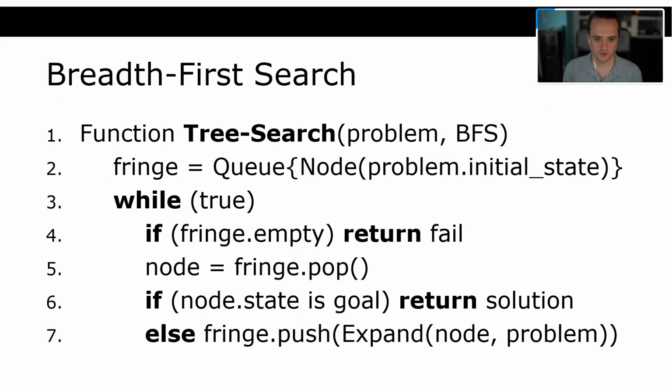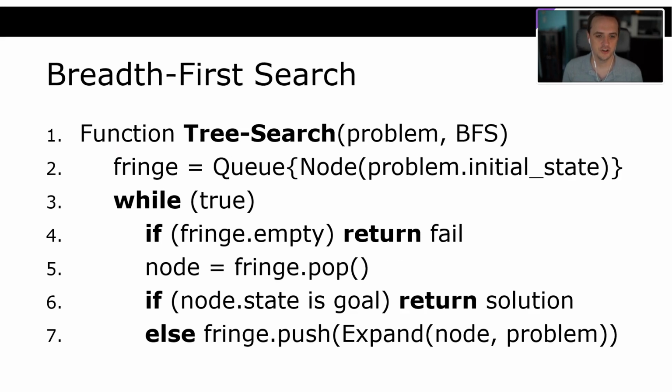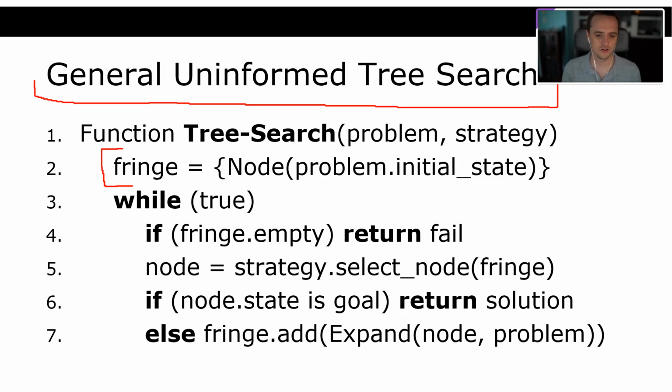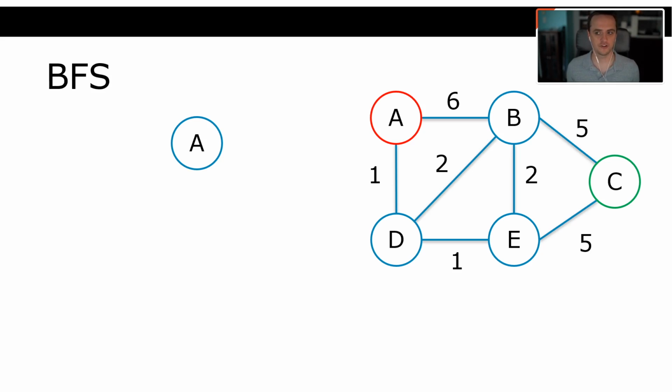So just look at the difference between these two algorithms. Breadth-first search uses a queue, and if you don't know what a queue is, hopefully you do, you've taken that course. A queue is first in, first out, and I'll show an example of this. Then all we have to do is pop a node from the fringe. So this is breadth-first search, but it's almost identical to the general uninformed tree search. Let's look at an example of breadth-first search in action.